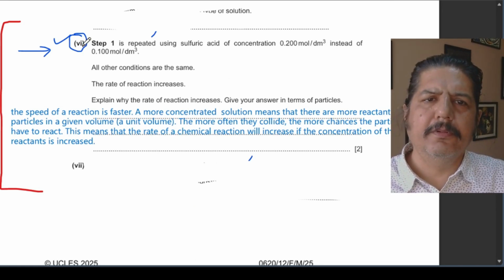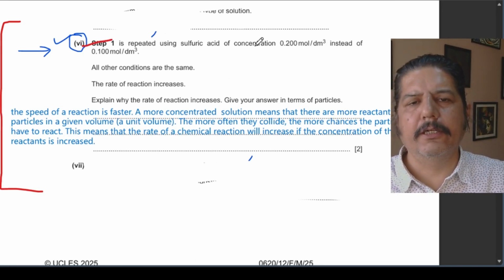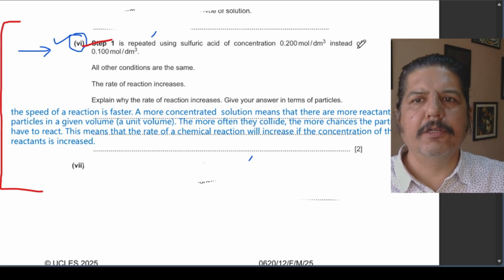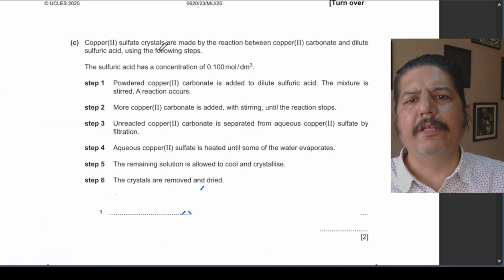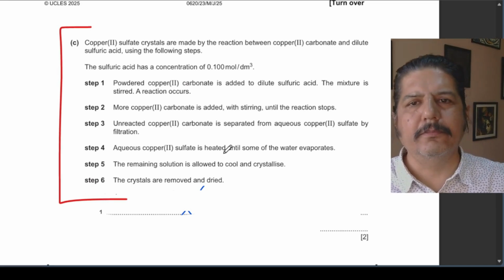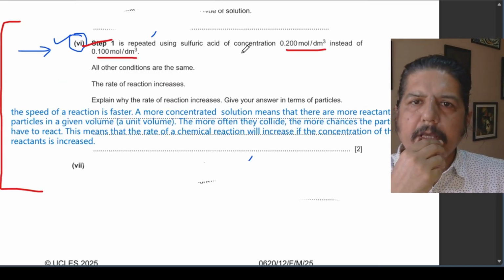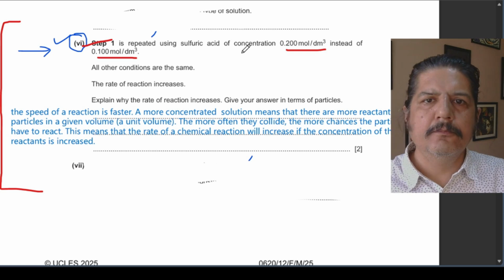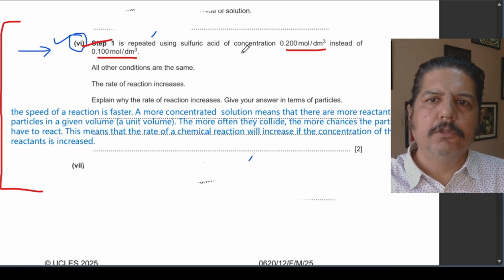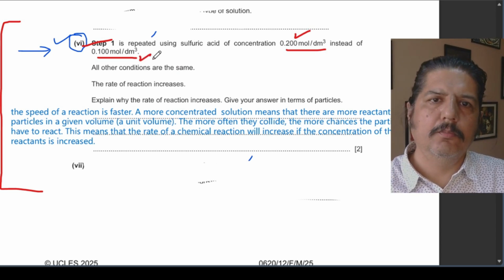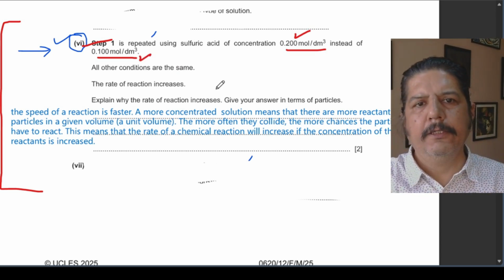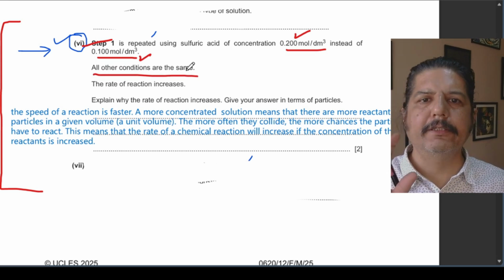So there is some reaction which is taking place. We can ignore that. It is repeated using sulfuric acid of concentration 0.2 mole per decimeter cube instead of 0.1 mole per decimeter cube. So in this question, this is a reaction which was taking place. You can go through this. The point that I want to emphasize here is the concentration is increased to 0.2 mole per decimeter cube instead of 0.1 mole per decimeter cube. So the rest of the conditions, as I mentioned here, all the other conditions remain the same.